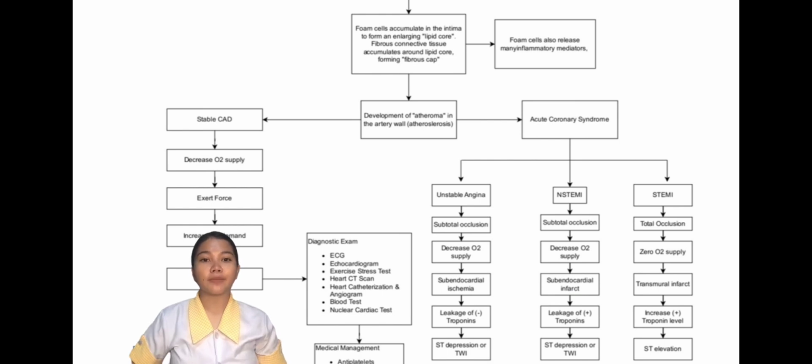So there are three types of acute coronary syndrome: unstable angina, NSTEMI, and STEMI. There is a subtotal occlusion in the first two, which leads to decreased oxygen supply. However, in unstable angina, there is a subendocardial ischemia, in which they don't kill the tissues, so there will be negative leakage of troponins, which then results in an ST segment depression or T wave inversion.